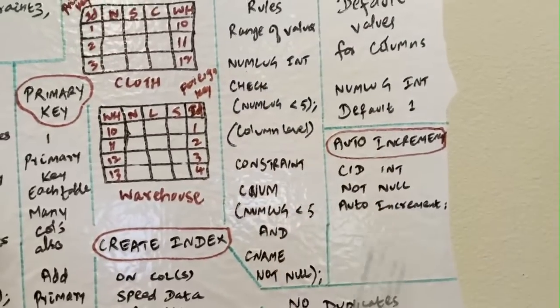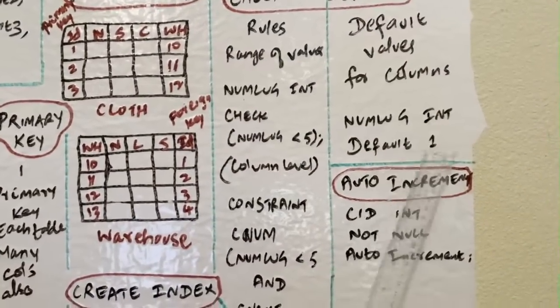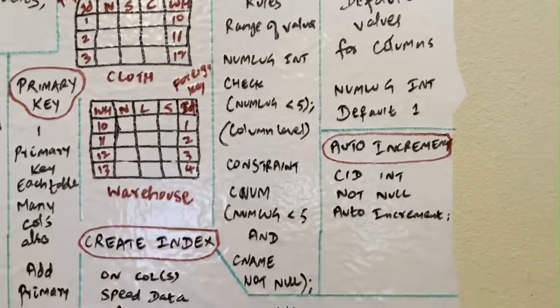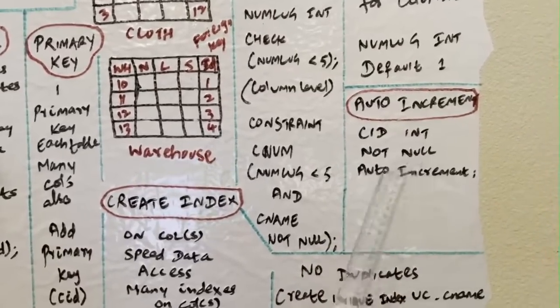You can put default values for all the columns. Instead of 0, I'm putting number of luggages default 1. A passenger will have at least one luggage. That's the assumption here. Auto increment, CID is int, not null.